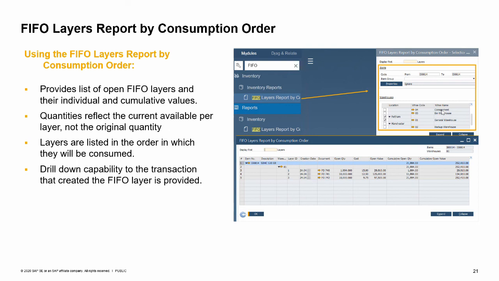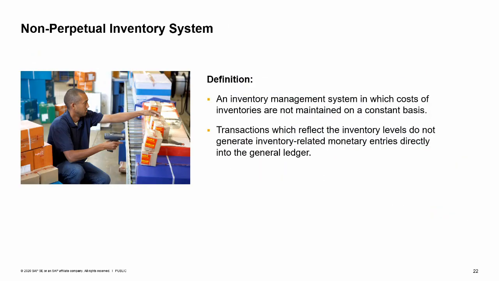We have talked a lot about perpetual inventory. Let us take another look at the alternative method. A non-perpetual inventory system is an inventory management system in which costs of inventories are not maintained on a constant basis. In a non-perpetual inventory system, sales, purchasing, inventory, and production transactions, which reflect the inventory levels, do not generate inventory-related monetary entries directly into the general ledger. Therefore, the inventory value of a company is not revalued on every inventory release or receipt.